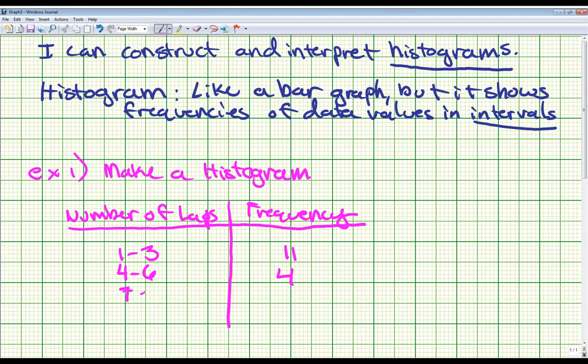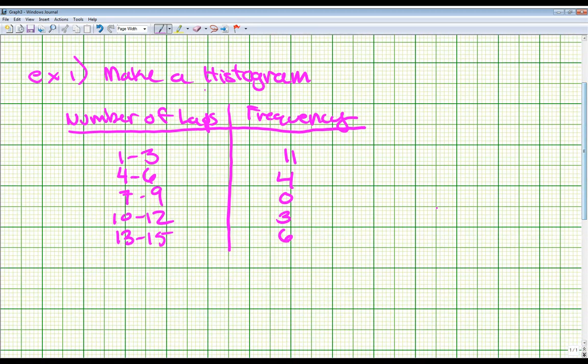Then we have 7 to 9 laps. The chart says there are 0 people that did that. Then there are 10 to 12 laps. And we have 3 people that did that. And then we have 13 to 15 laps. And it tells us that there are 6 people that did that. If I can find my pen here. Where is my pen? There he is. 6 people that did that. Let's scroll down here. That is our chart.